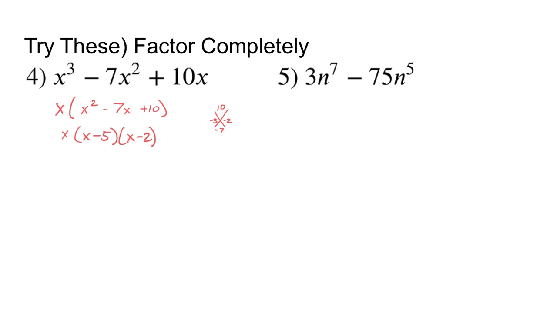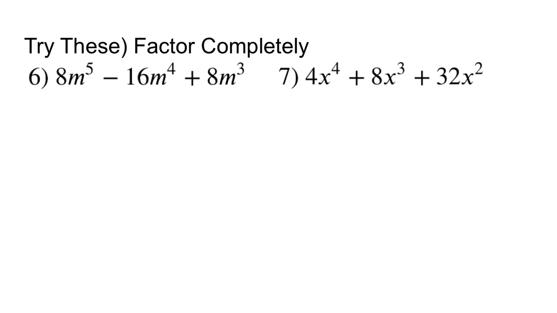All right, what about number 5? Is there a GCF? You bet there is. 3n to the 5th power. Then I can factor that out, and I'm left with n squared minus 25, which, if you remember from the previous problem, I can factor down to be n minus 5 times n plus 5. That would be the final answer in this particular problem.